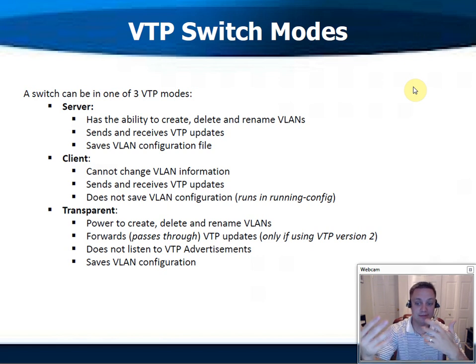It sends and receives VTP updates, but it does not save the VLAN configuration. So what it receives from the server mode, it simply keeps in its running config. If that switch loses power or you restart the switch, it has to relearn all those VLANs again. And then we have the rebel, that is transparent mode.